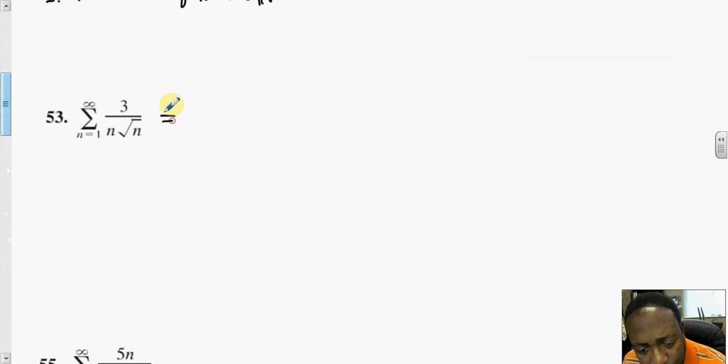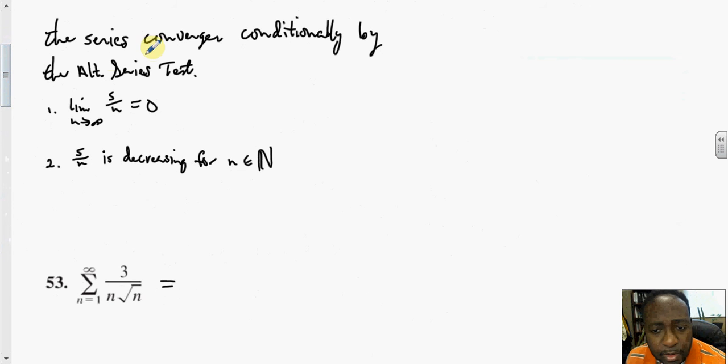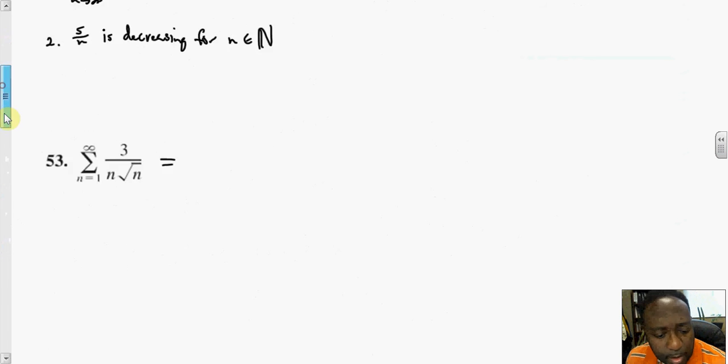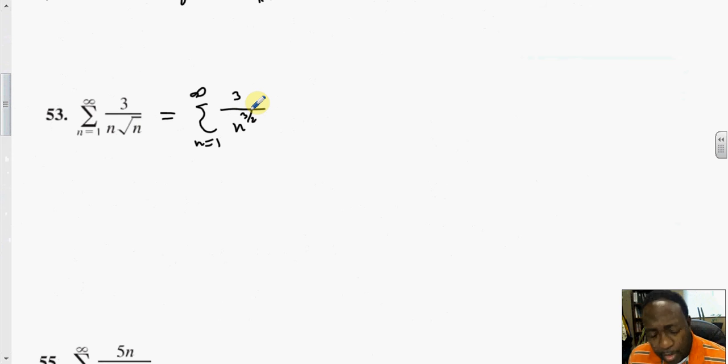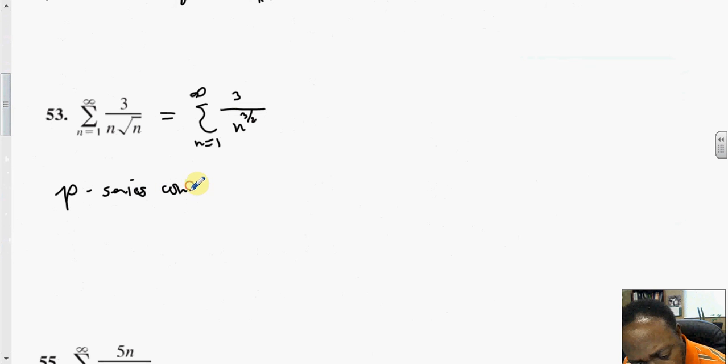What about this one? So I did say that this guy is convergent. If you rewrite this, this is the summation as n goes from 1 to infinity of 3 all over n to the 1/2 plus 1, which is n to the 3/2. So this is a convergent p-series. You remember with the p-series that if p is greater than 1, then we have convergence.